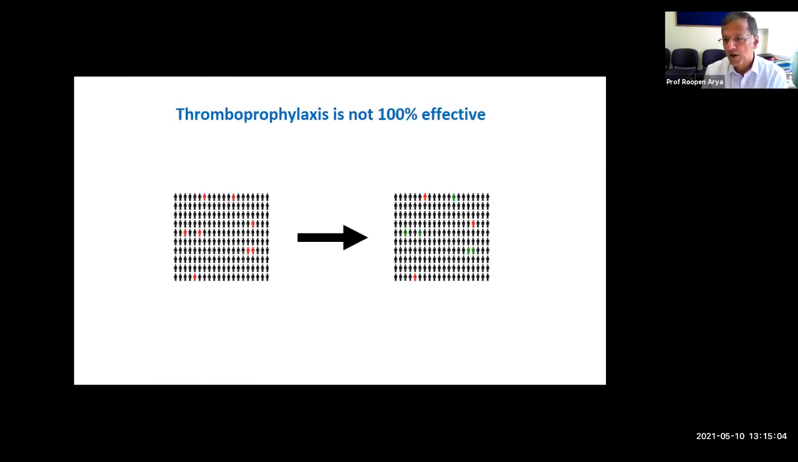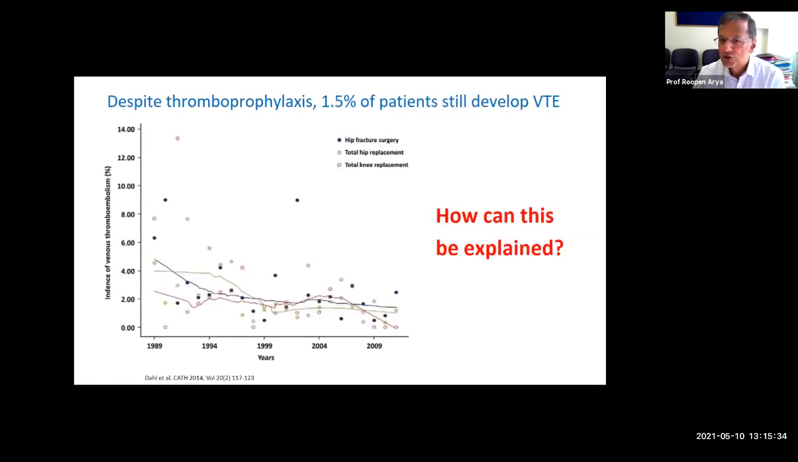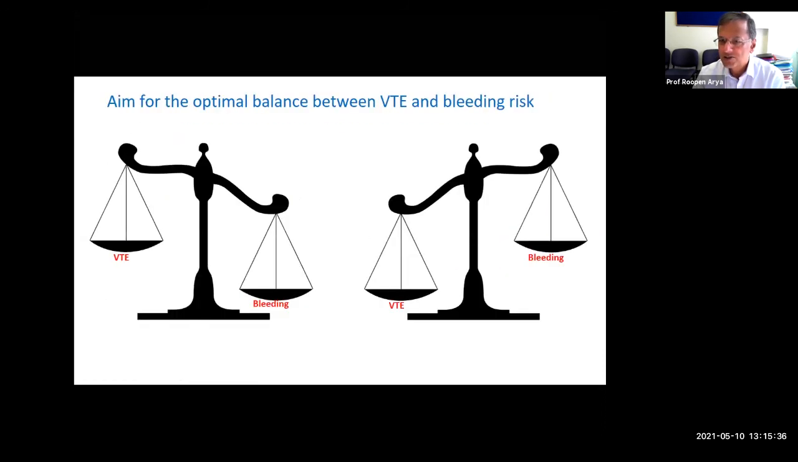Clearly, thromboprophylaxis, contrary to much of the public assertions, is not 100% effective. At best, we are seeing a 50 to 60% effectiveness, and we still have a very high thromboprophylaxis failure rate at a local level when we look at the cases of hospital-associated thrombosis. So we need to better understand the balance between VT and bleeding.